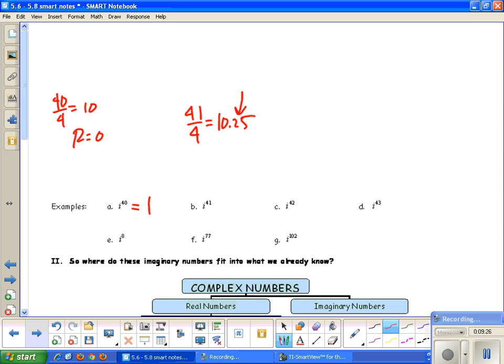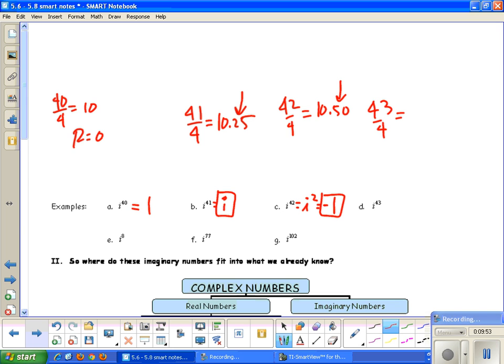So that 0.25 tells me I have 1 out of 4, so that would be i to the 1st power. So i would be my answer. I know 42 divided by 4 gives me 10.50. Because of this 0.50, I have 2 out of 4, so I'm on the i squared cycle, which means i squared is -1. So -1 would be my solution.